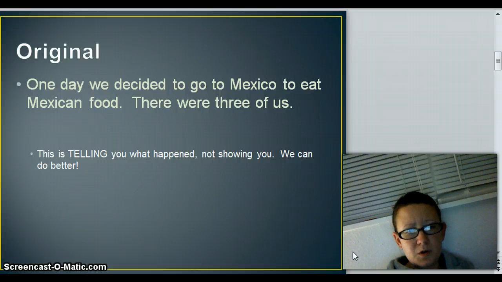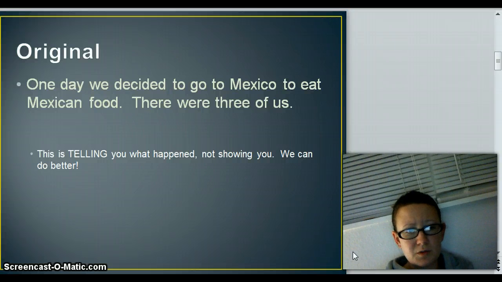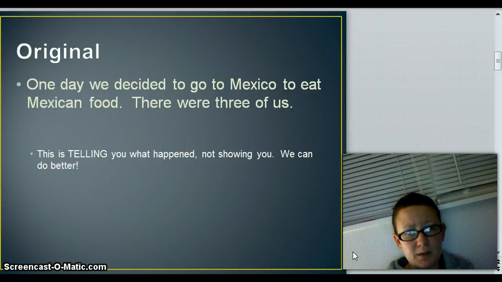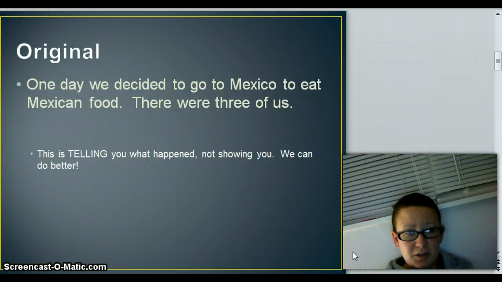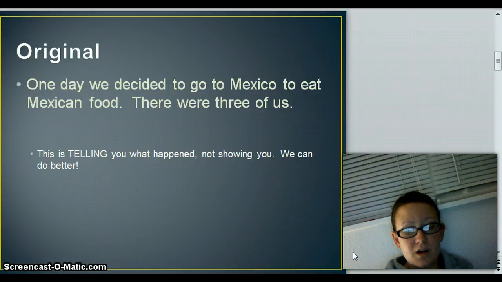I'm going to show you 2 original texts, and I'm going to show you 3 different ways to make those texts better. The first one says, "One day we decided to go to Mexico to eat Mexican food. There were 3 of us." This is telling you what happened, just like we talked about yesterday, telling instead of showing. We want to show. We want to make our words come alive. We want to get our reader hooked into our story.